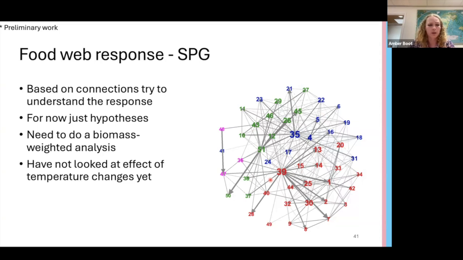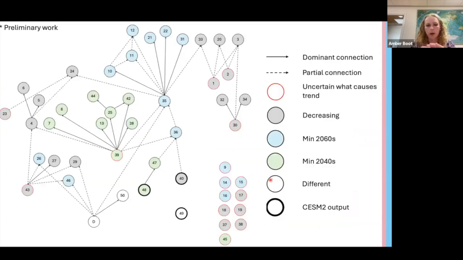But what my hypotheses are is what I show here. This is maybe a very difficult figure to understand, and I don't want you to understand it completely. But what I try to show here is that the gray regions are the groups that are decreasing. The blue ones have a minimum in the 2060s, and the green ones have a minimum in the 2040s. Then we have a few that are a bit different, that do not really fall into the categories. The thick outlines are CESM2 output. So these are our phytoplankton groups. And the red outlines are where I'm not really sure what causes the trend.